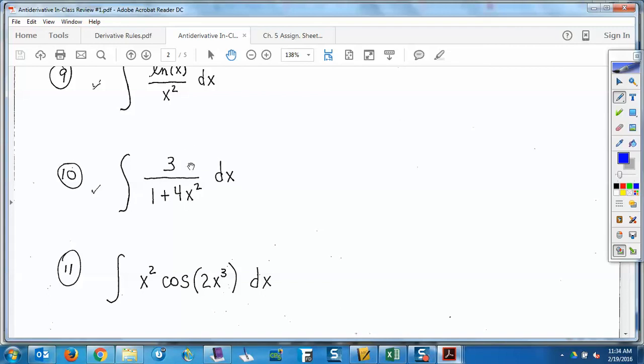If this was 3x on top, then this would be a u substitution, because the derivative of 1 plus 4x squared, the du, is going to be 8x. And that x dx, that could take, if there was an x there, but there's not. So then it's an arctangent. That's right. Then the next thing you think of is this is like a 1 plus something squared. It's like a 1 plus u squared. What would the u have to be? 2x, right.